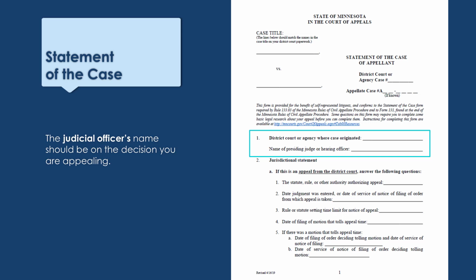On the second blank, write the name of the judge in your case. If you don't remember the judge's name, check the decision you are appealing. The name will usually appear on the first page, and the judge will sign the decision at the end as well.